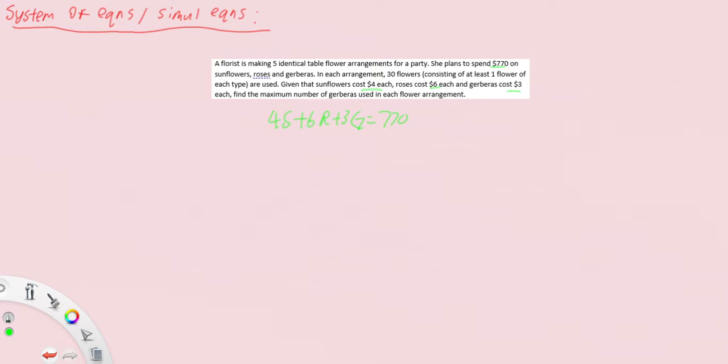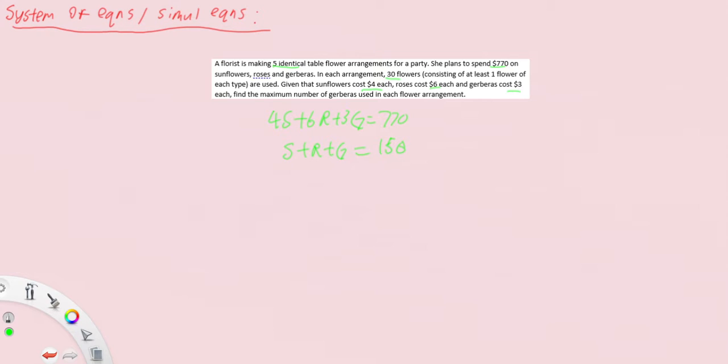Is there another clue? She's going to make 5 table flower arrangements, and in each arrangement there's 30. So very simple. There's a total of 150 flowers, right? Since S represents number of sunflowers, R number of roses, G number of gerberas, we have S plus R plus G giving us 150. Alright.